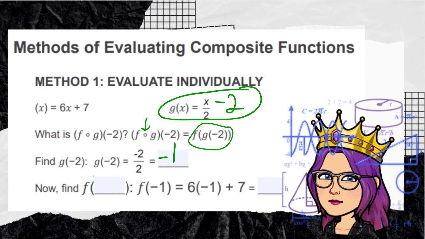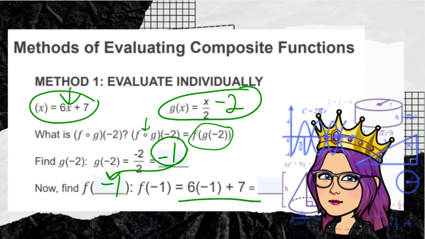So now we're going to find f(-1), because what we found here goes here. So we have the function of f, -1. Now we're going to put our -1 in for x in the original equation, which is written right here. So -1 times 6 is -6, plus 7 will give us 1. So the composition function of -2 gives us 1.